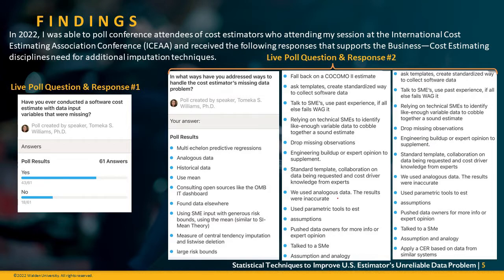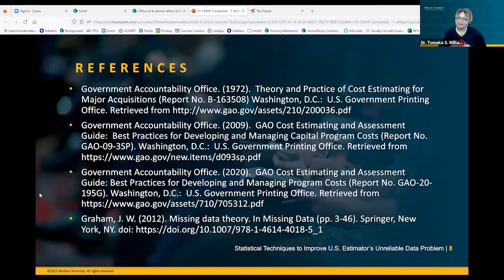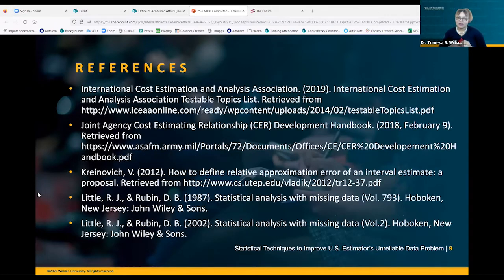Next slide, please. So I think that gets me to all my references. You can go through these, but at a high level: GAO, which I mentioned, from 1972 up to 2020. Some of the theorists, such as Graham, who wrote some of the books. The ICEAA organization. I ended up going to that conference, and they even have a certification exam in which how to handle missing data is a topic. So just pointing that out.